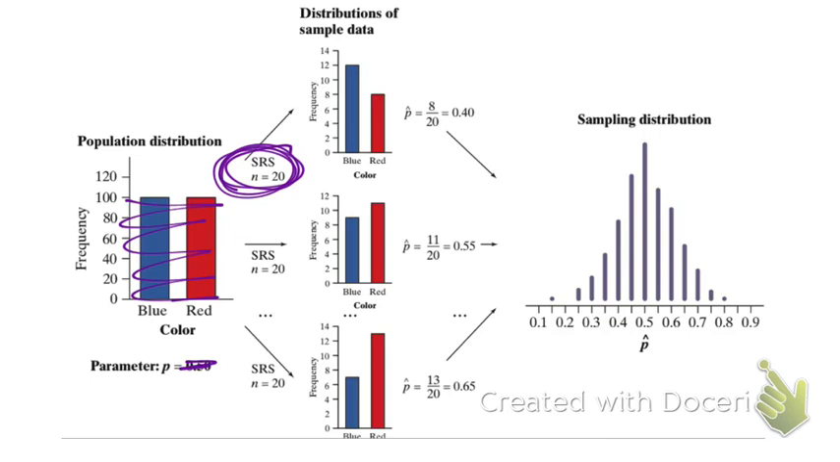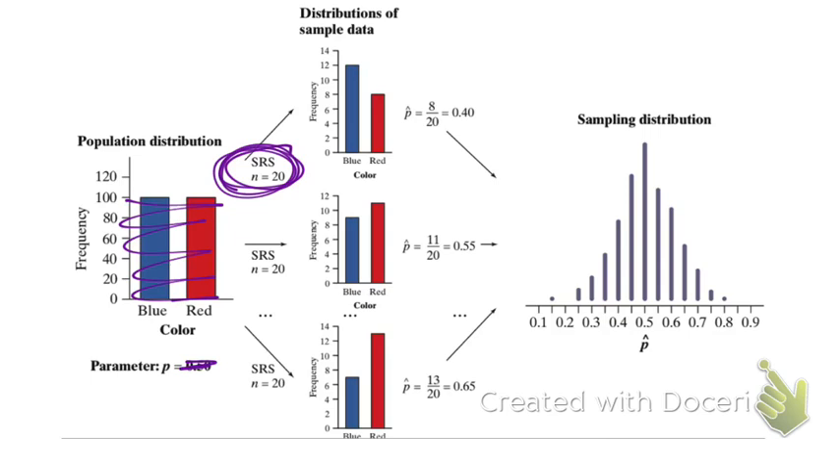So I'm going to let my friend over here, Serene, please take a simple random sample of 20 marbles from this bag. Go ahead and take one out. Okay. All right. So she has a simple random sample of 20 marbles.